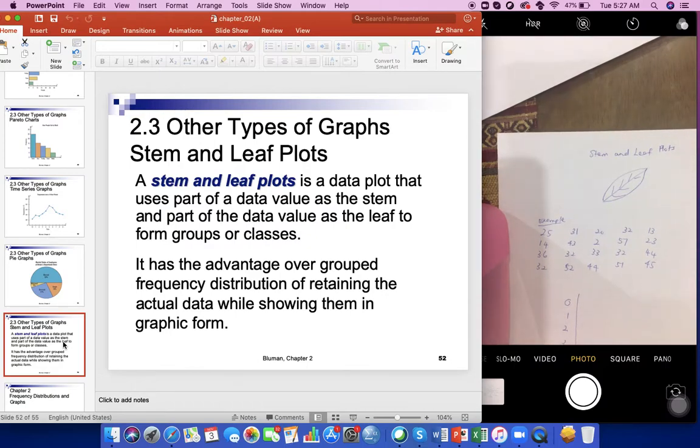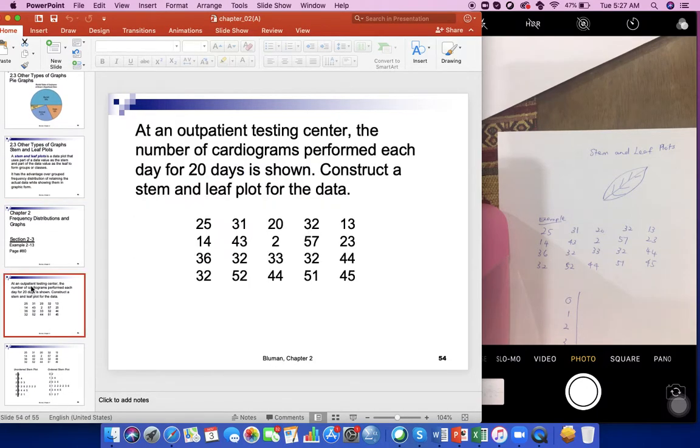For the stem and leaf plot, the concept is that part of the data value is the stem and part of the data value is the leaf. Let's take a look at one example. At an outpatient testing center, the number of cardiograms performed each day for 20 days is shown. Construct a stem and leaf plot for the data. So we have this data.